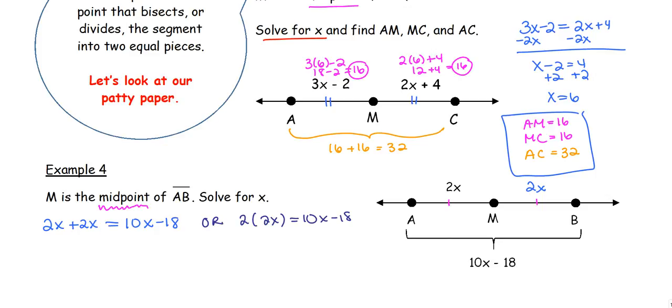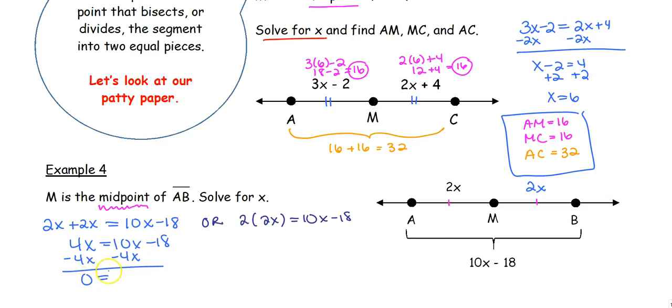Both setups give you the exact same answer, so it's whichever one makes sense to you. Which one do you understand? Either way, we're going to end up with 2x and 2x gives us 4x equals 10x minus, oops, I said the right number but wrote the wrong number. It's going to give us 10x minus 18. We move that 4x over.